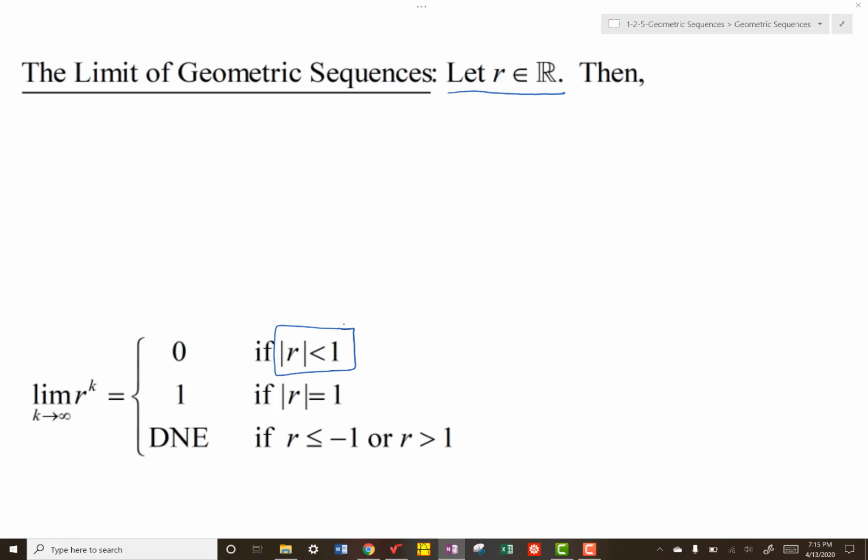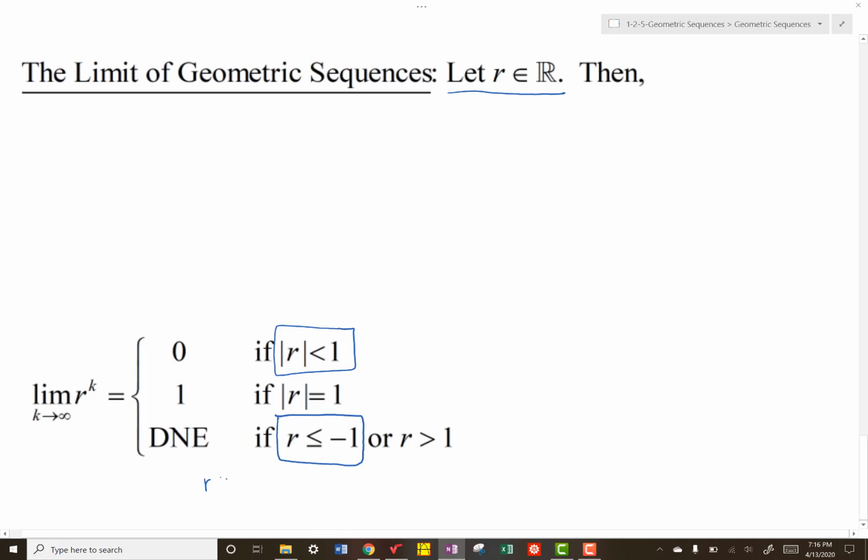If, however, the magnitude of r equals 1, then the limit is 1, because then what would you have? You would have 1, 1, 1, 1 forever. It's always 1. Converges to 1. Now, otherwise, if the value of r is less than or equal to -1, so -5, -20, whatever, then that's a base that has magnitude bigger than 1, and it's going to diverge for those values.